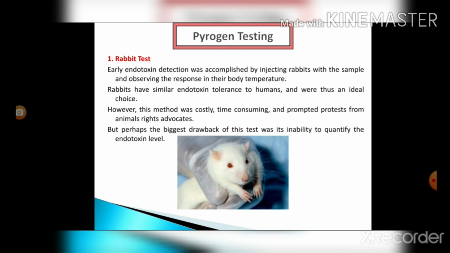But perhaps the biggest drawback of this test was its inability to quantify the endotoxin level. Now, this rabbit test is performed in two manners. First step is the preliminary test, also called the sham test. And next step is the main test. So before going to the main step, first we have to perform the sham test. Now let's see what the sham test is.